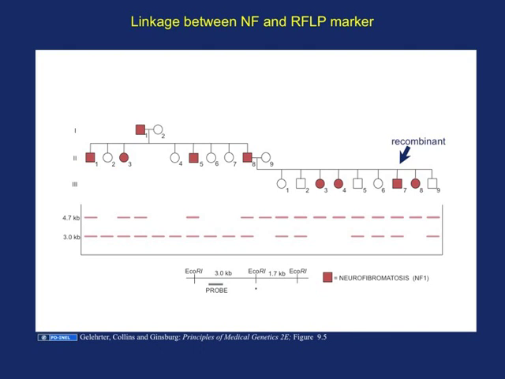Here's the one exception: this individual who got the small copy, what should have been the normal copy from Dad, and also got neurofibromatosis. How did that happen? Recombination between the marker and the disease. Out of all these individuals, 1, 2, 3, 4, 5, 6, 7, 8, 9, 10, 11, 12, 13, 14, 15. Out of these 17 individuals, this happened once, a little over 5% of the time.